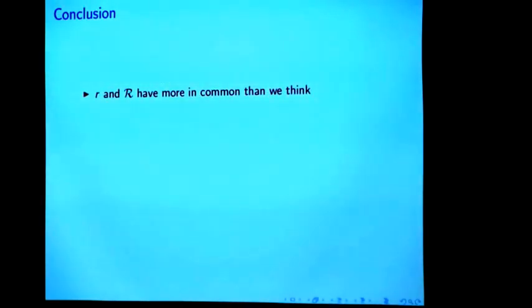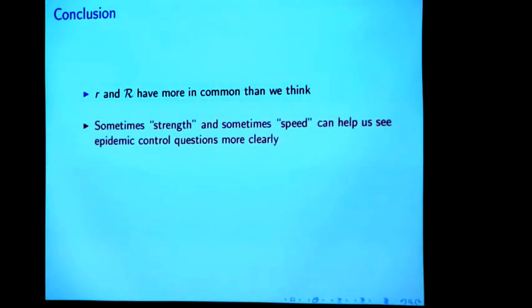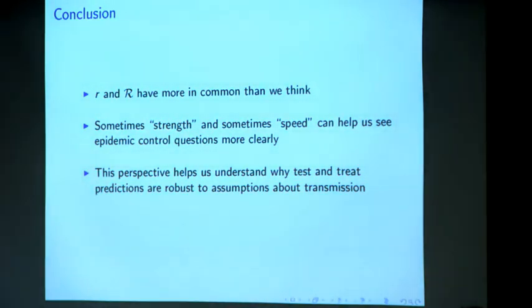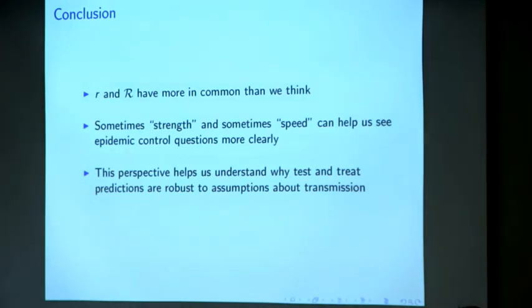So the conclusion is little r, big R have more in common than we think. And you don't have to apologize. If you're estimating little r, you don't have to bow down to the people who say you should be estimating big R. You say, yes, big R is also good. Sometimes the strength perspective is a clearer way to see something. Sometimes the speed perspective is a clearer way to say something. And let's all focus on testing and treatment and see what we can do about HIV.